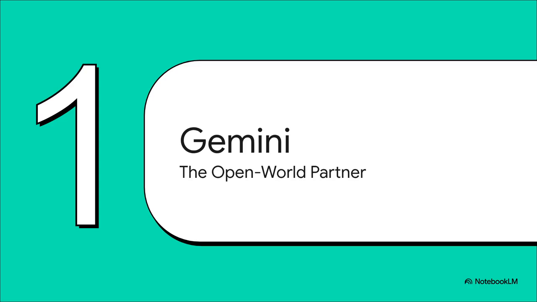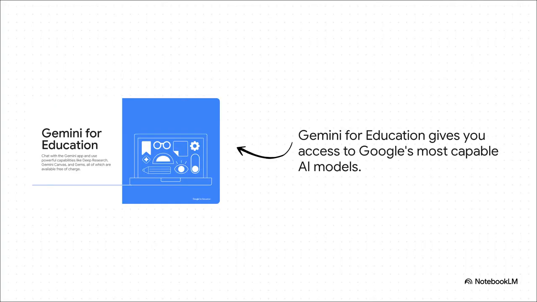First up is Gemini. I love calling this one the open world partner. Seriously, just think of it as this brilliant brainstorming collaborator that has basically read the entire internet and is just sitting there ready to help you with pretty much any creative or planning task you can throw at it. So, what is it really? Well, at its heart, Gemini is an incredibly powerful chatbot. It pulls from the knowledge of the entire public web to synthesize information, generate all kinds of text, and answer some really complex questions.